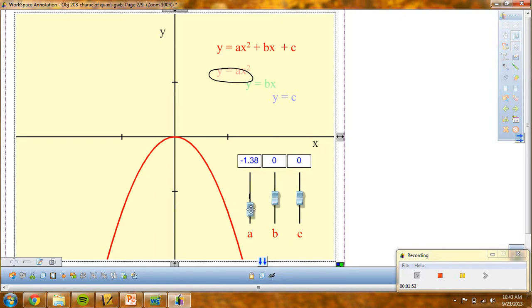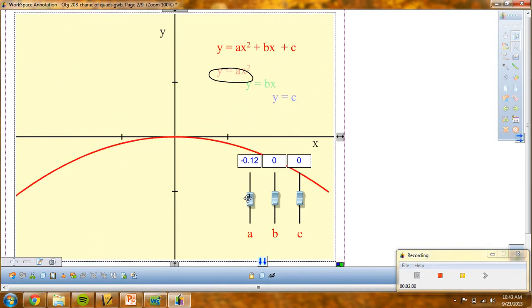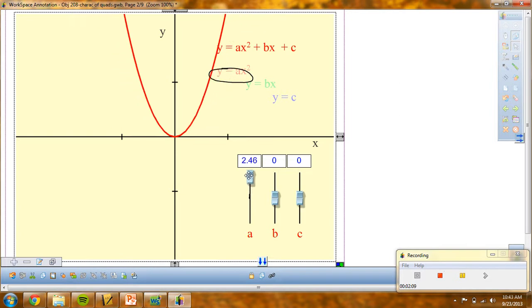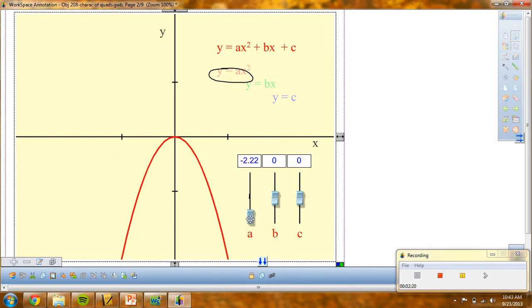our graph down. So just by moving around our A values, we can see that it gets wider when it's less than 1. I have a pretty wide parabola here, and then the closer I get all the way up to 3, it gets narrower and narrower and narrower. And same thing when I'm in the negative. I get this wide negative parabola, and then the closer I get to 3, I get a narrower graph.